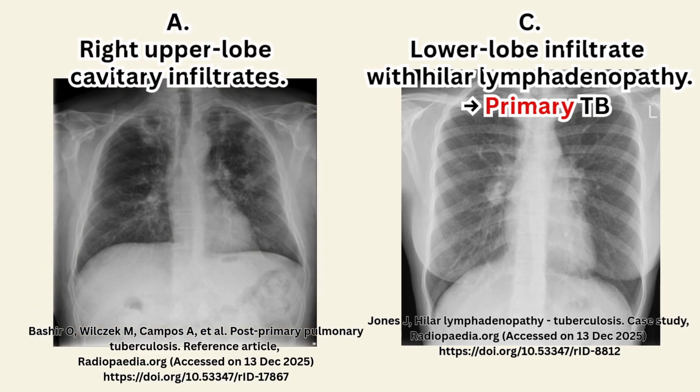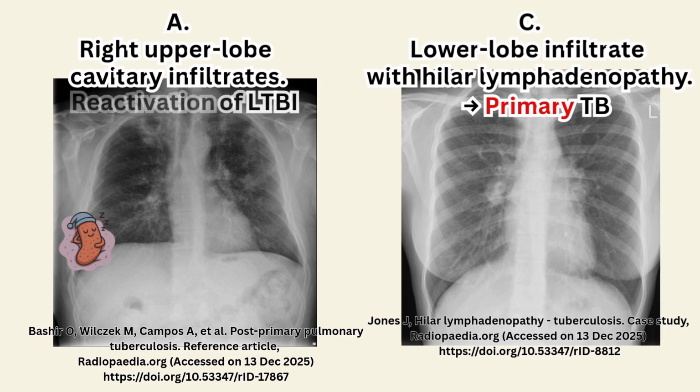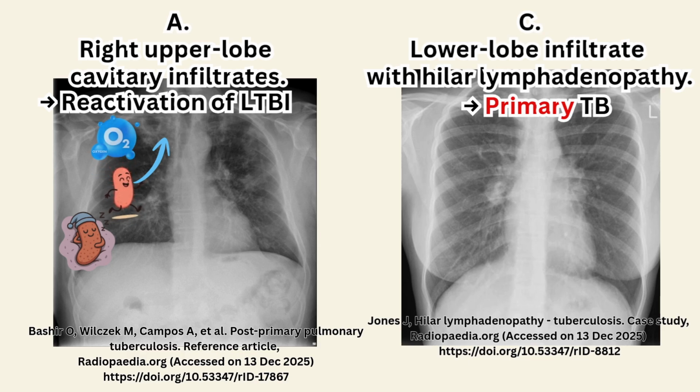In contrast, during LTBI, TB bacteria lie dormant inside a granuloma. When immunity drops, they wake up, and now they move to their favorite place, the oxygen-rich upper lobes, where they can grow again. This is why reactivation TB typically gives upper lobe cavitary disease.